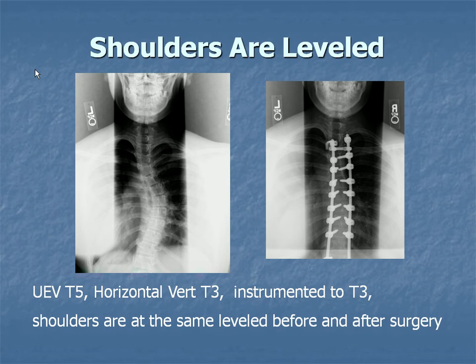Either you have a level shoulder, right side looks the same as left side, like this patient. Then really you have to start from a horizontal vertebra, proximally. You go to an oblique vertebra, you throw the shoulder off balance. This patient's end vertebra is T5, horizontal vertebra T3, fuse her to T3, and you maintain level shoulders.